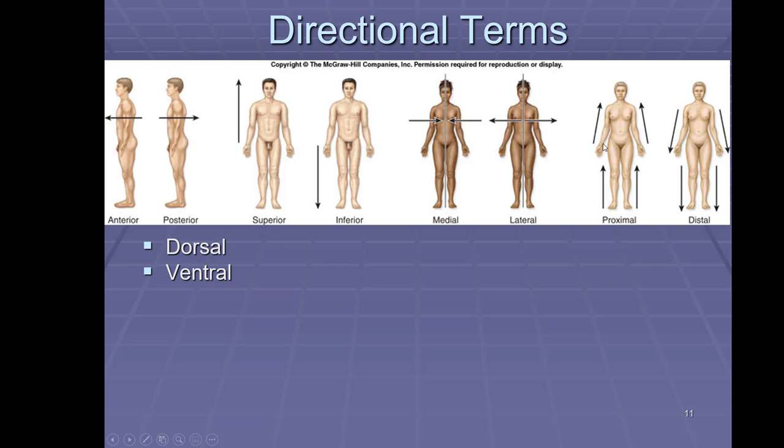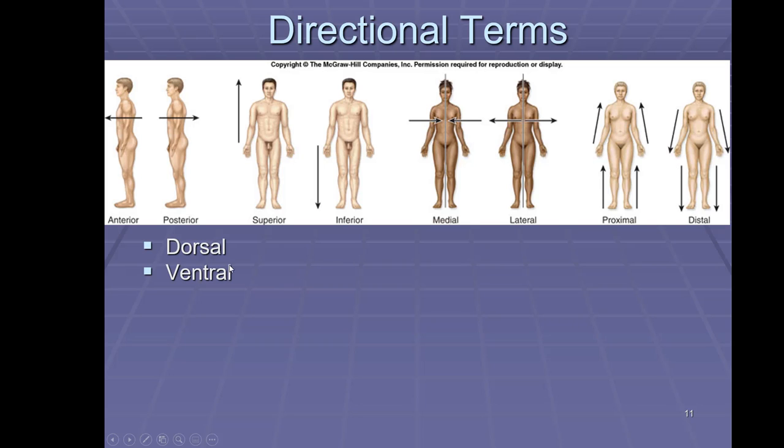And then these terms, proximal and distal, refer to the limbs. So if you think of the point of attachment of the arms as being the shoulder, point of attachment of the leg being the hip. If something's closer to that point of attachment, it's called proximal. If it's away from that point of attachment, it's called distal.